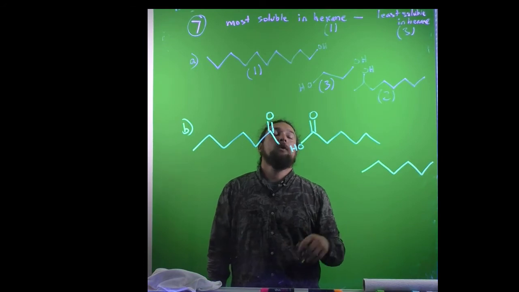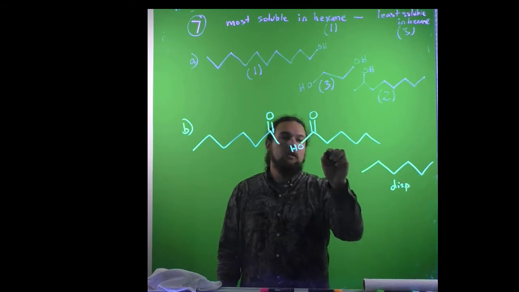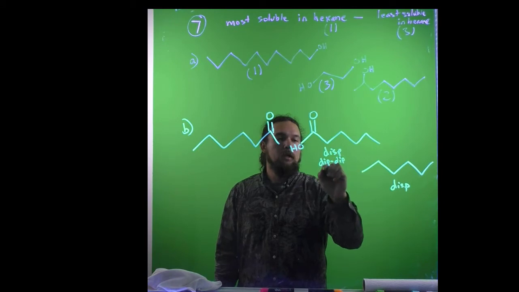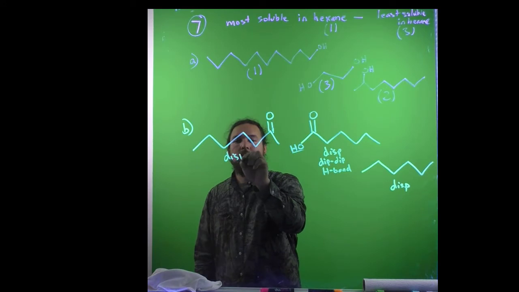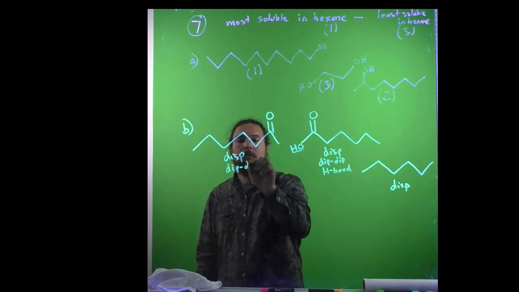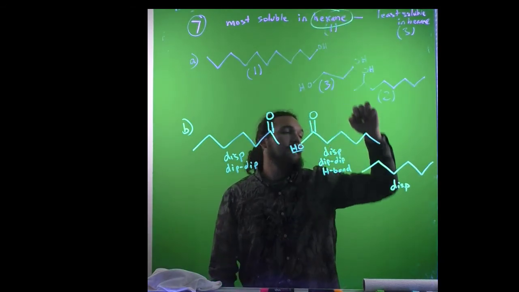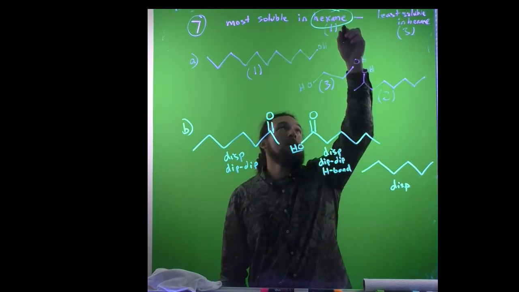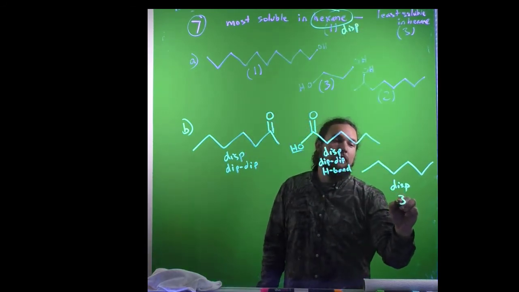So in this one, we go back to intermolecular forces. This one only contains dispersion. This one contains dispersion, dipole-dipole, and hydrogen bonding. This one contains dispersion and dipole-dipole, but no hydrogen bonding. If we look at hexane, hexane is actually this molecule here. So hexane would be infinitely soluble in hexane, but the only intermolecular force present in hexane is dispersion. So obviously this would be the most soluble. We would give this number 3.